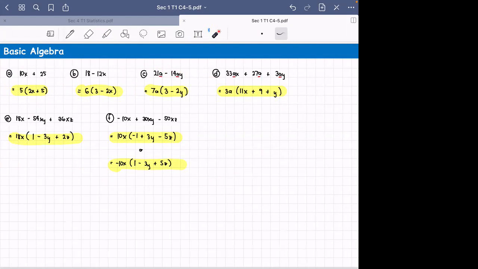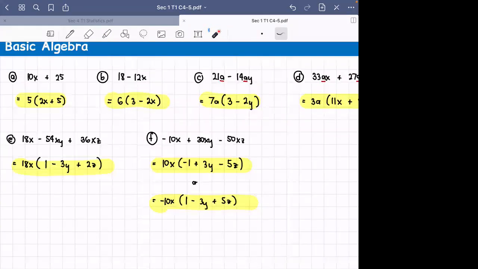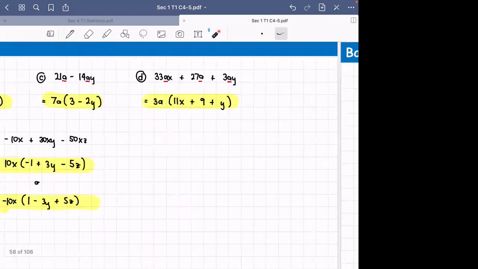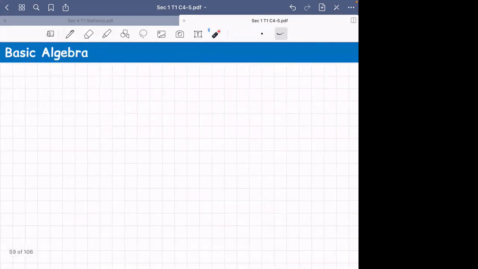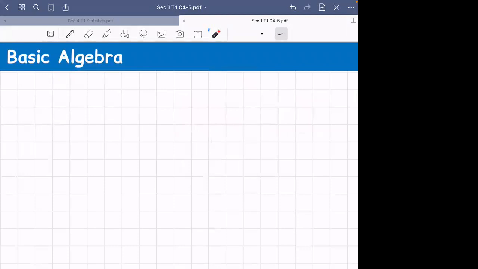Second one. No, everything is clear. Hopefully your questions got answered from your practice now activity. All right, so let's have two more examples. Basically it's the same. Factorize the following.